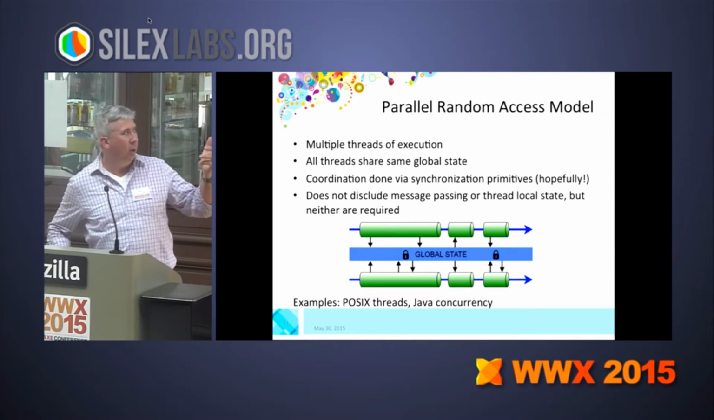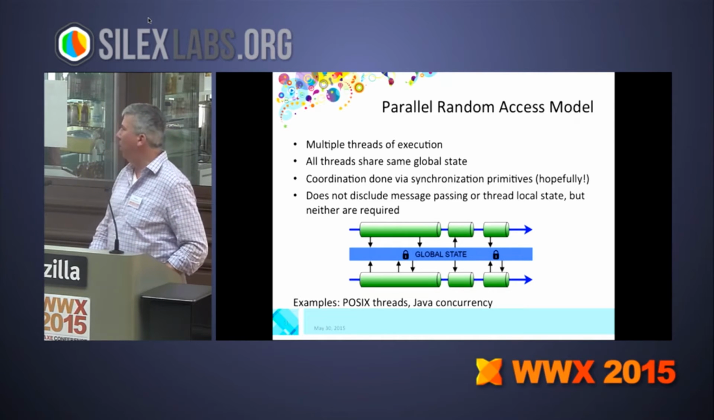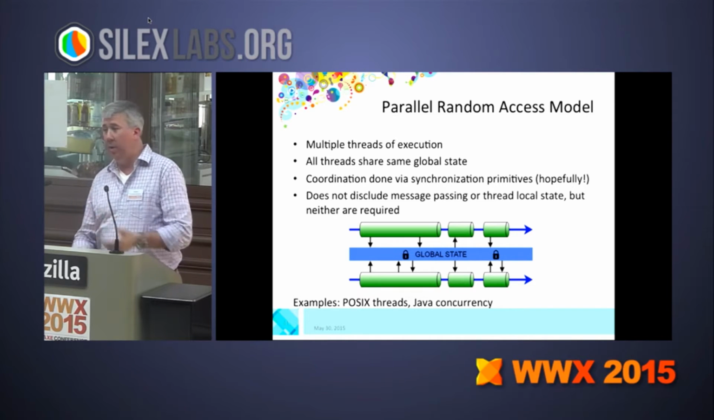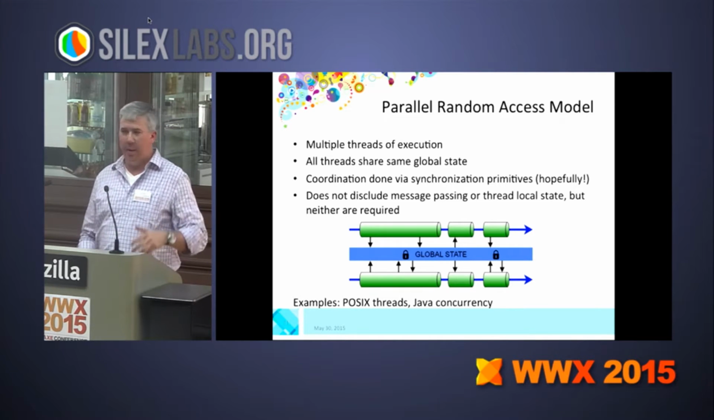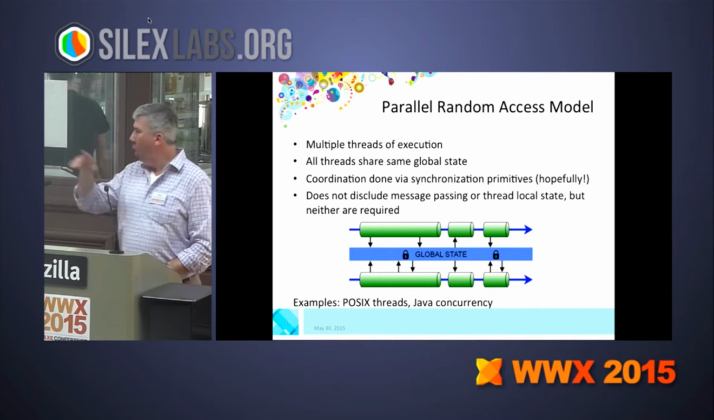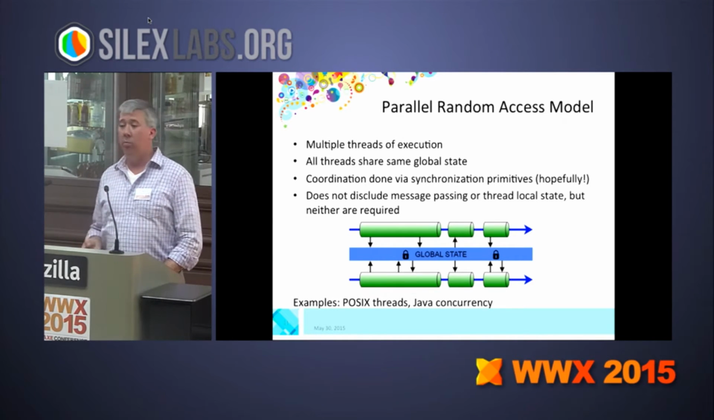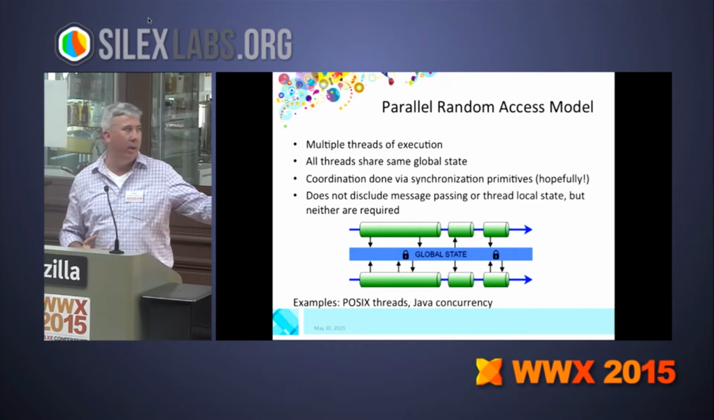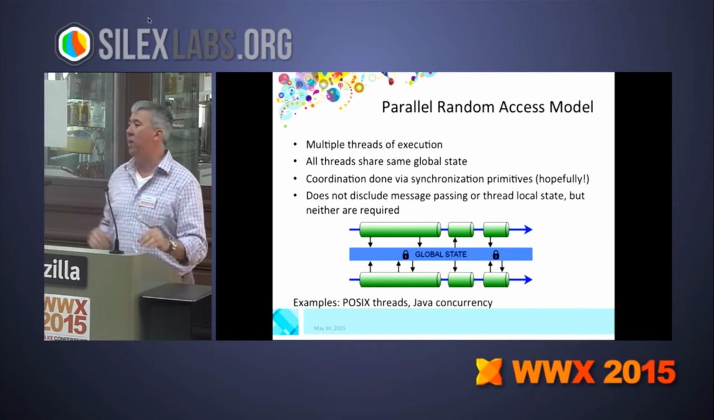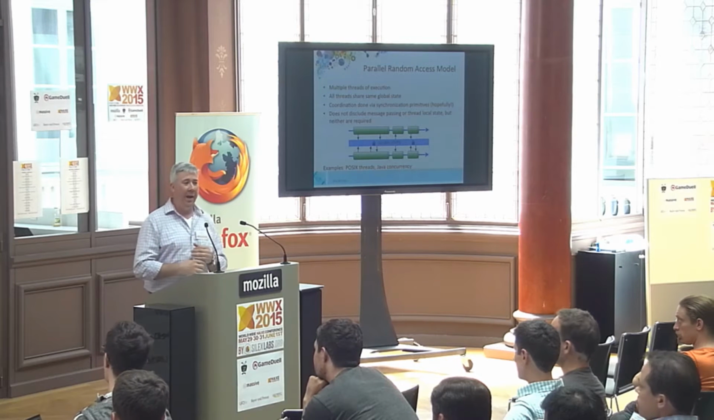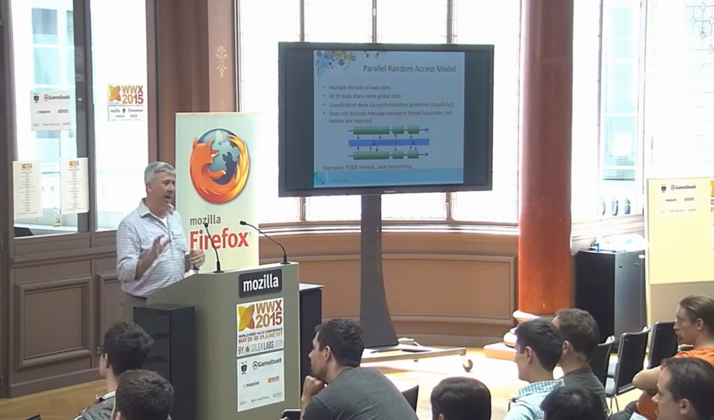It's called either explicit multi-threading or the parallel random access model. And in this concurrency model, how many of you are familiar with pthreads, POSIX threads, or something like that? Java concurrency. All of those basically use this model. You have a large chunk of global memory, and then you have a bunch of executing contexts, and they can access that memory.